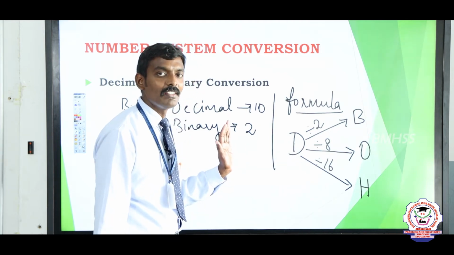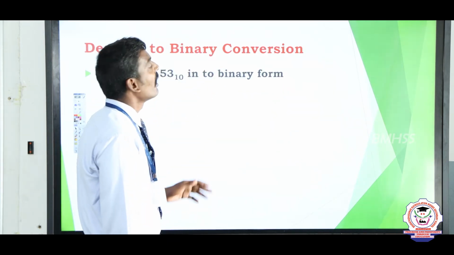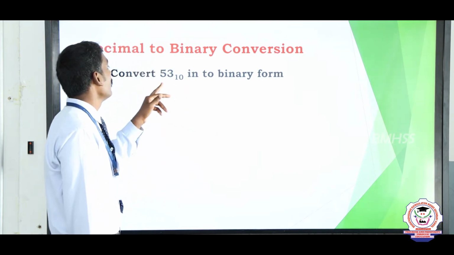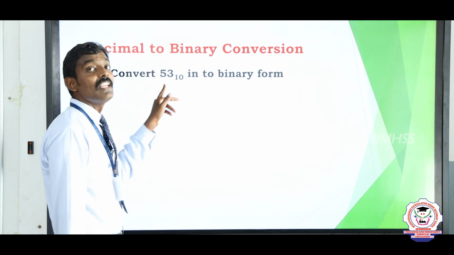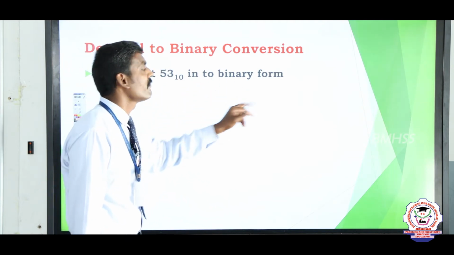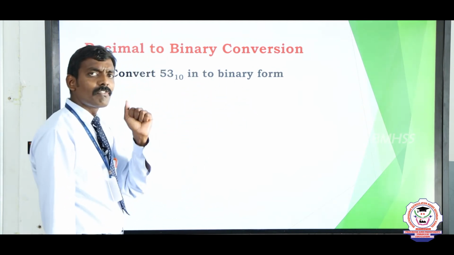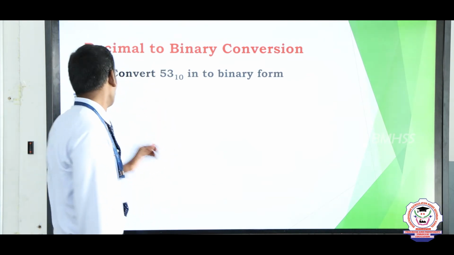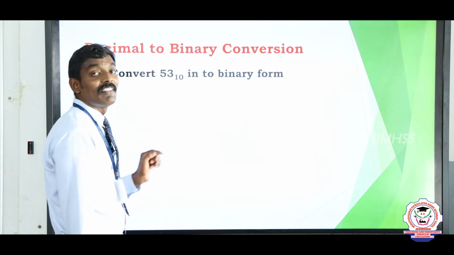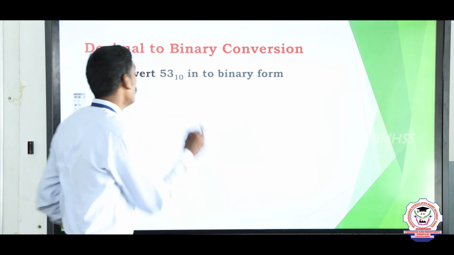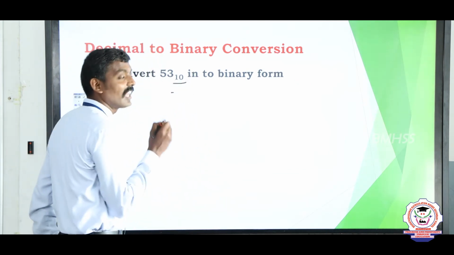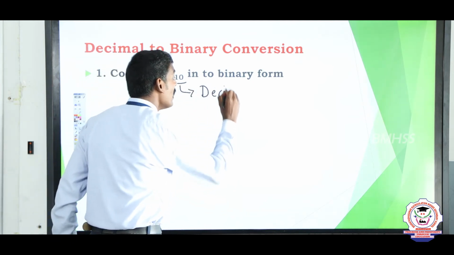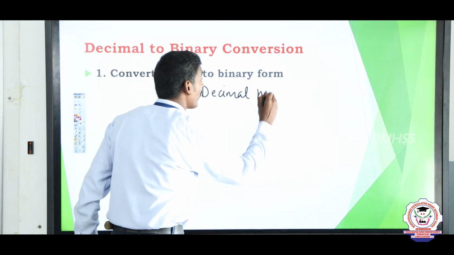Are you clear, students? Next, we want to see a decimal to binary conversion example. What is the example? Convert 53 base 10 into binary form. How can we confirm the given number is a decimal number? Yes, very good, with the help of the base value. What is the base value present here? 10. The 10 is used to identify that the given number is a decimal number.